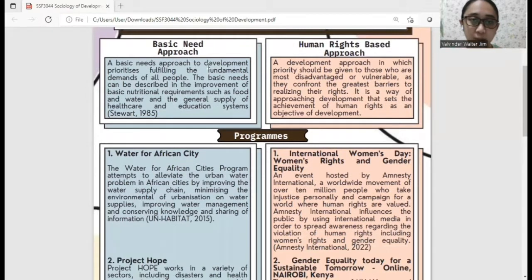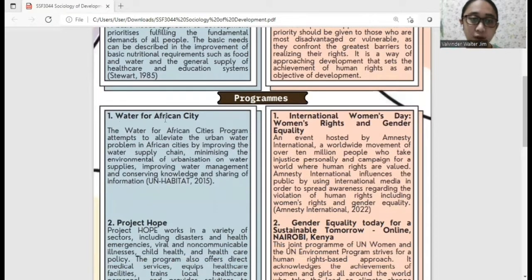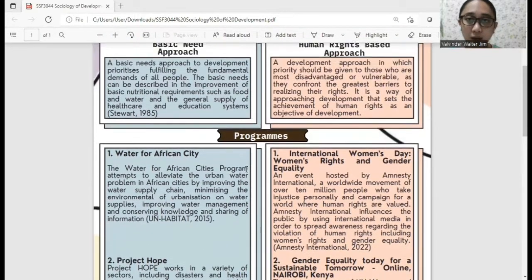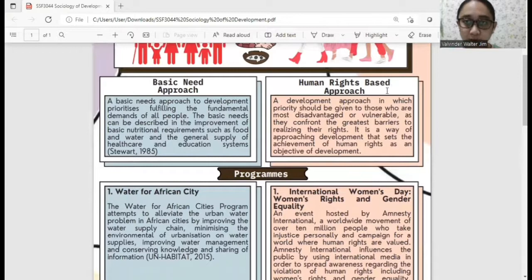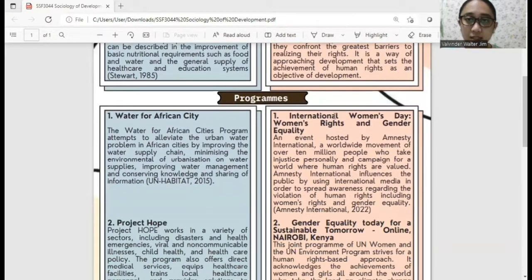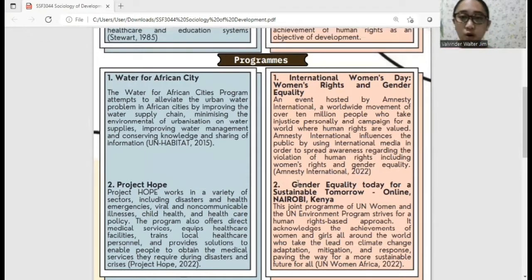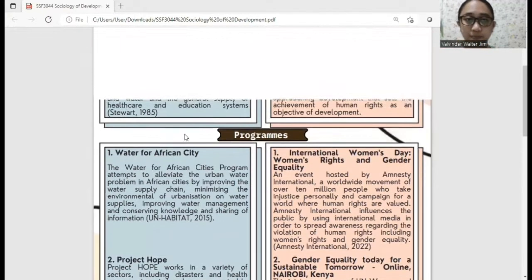For the basic need approach, we have chosen two programs. The first program is Water for African City and the second program is Project Hope. Meanwhile, for the human rights-based approach, we have also chosen two programs. The first one is International Women's Day, Women's Rights and Gender Equality. And the second program is Gender Equality Today for a Sustainable Tomorrow, online, Nairobi, Kenya.